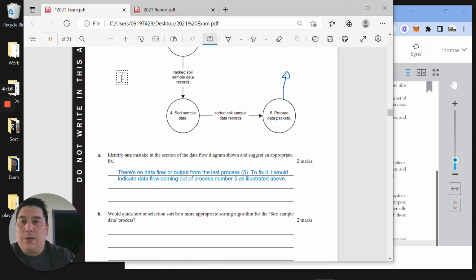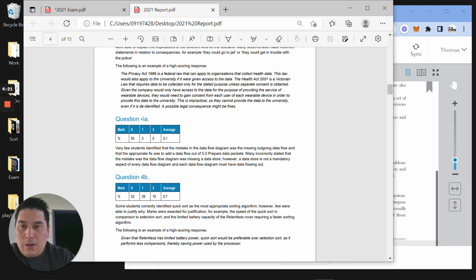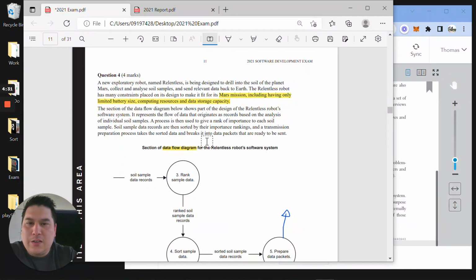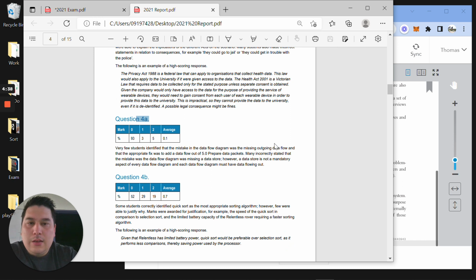Question 4. 4a. Very few students identified that the mistake in the data flow diagram was the missing outgoing data flow. It should have been the most obvious, because we don't just stop here, right? It has to go somewhere. And that the appropriate fix was to add a data flow out of 5, prepared data packets.